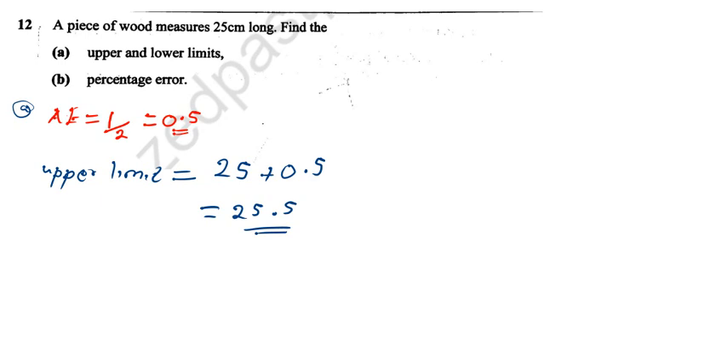So now, finding the lower limit, the lower limit is equal to our measurement, 25. This time we are subtracting the absolute error, so we subtract 0.5. When we subtract 25 minus 0.5, we are getting 24.5. So that will be our lower limit. So for question A we are done. We can now go to question B.